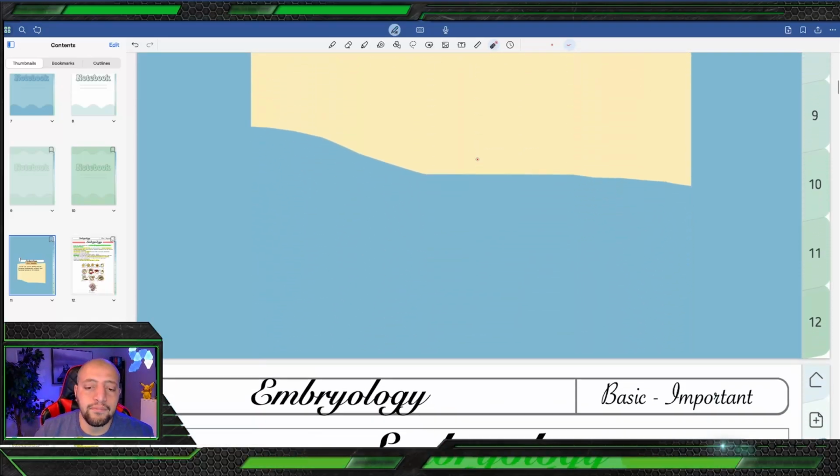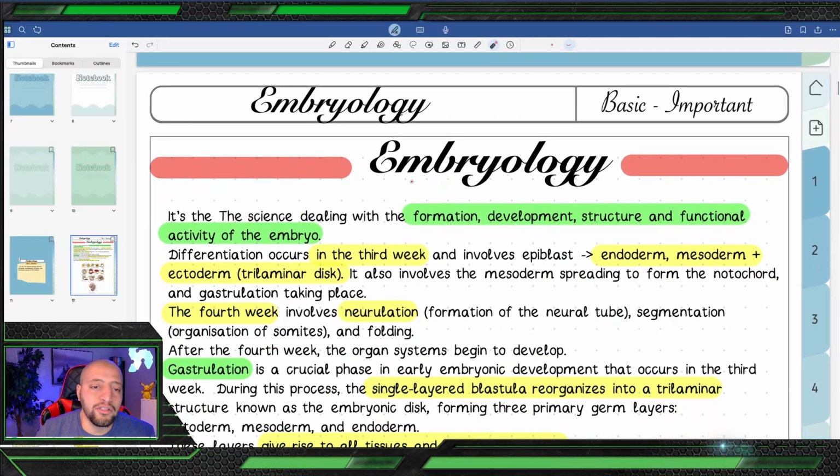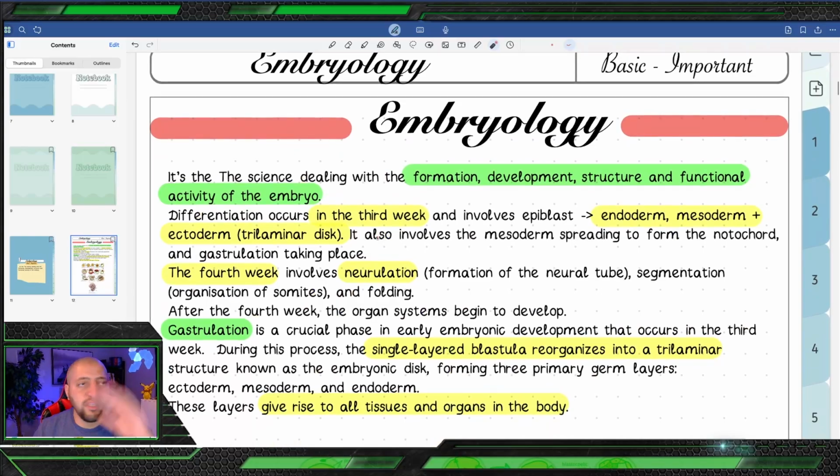Okay, so what's the meaning of embryology? It's a science dealing with the formation and development, structure, and functional activity of the embryo. It's a big story. We don't need to care about it. We are going to care only about the head and neck development and the oral cavity.